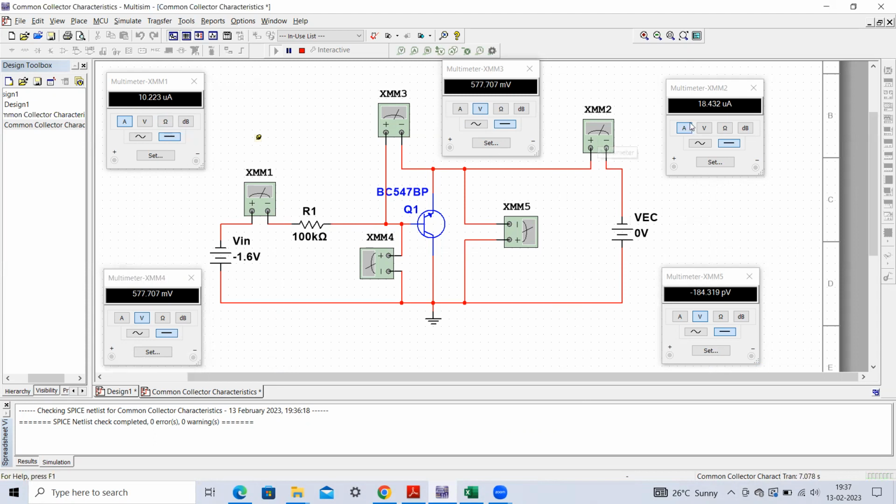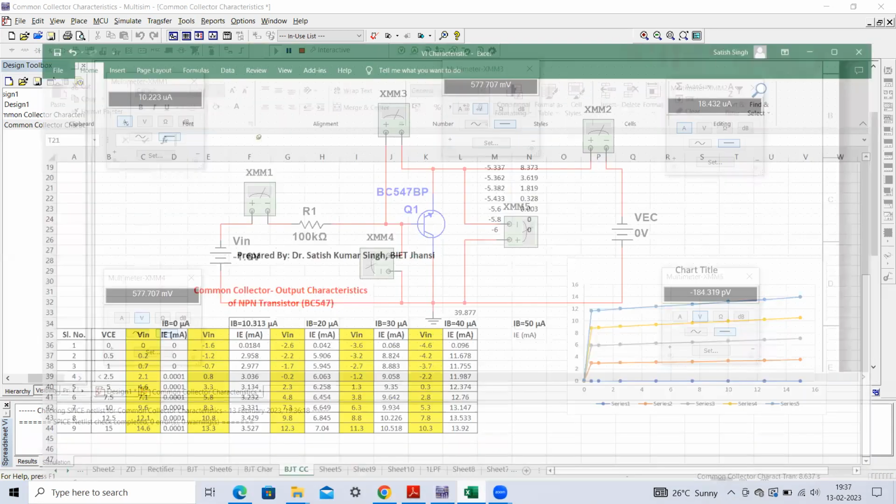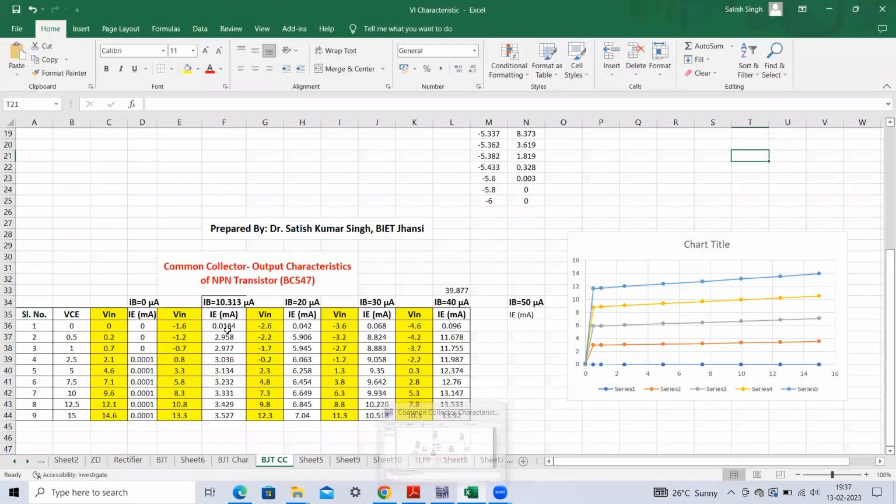Here you can see the corresponding emitter current. This emitter current is 18.432 microamperes, so 18.43 microamperes corresponds to 0.018 milliamperes. You can see this value, it is 0.0184 milliamperes. So again, you can change this V input once you change the VCE.